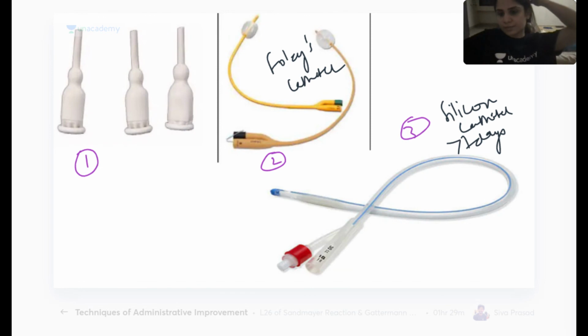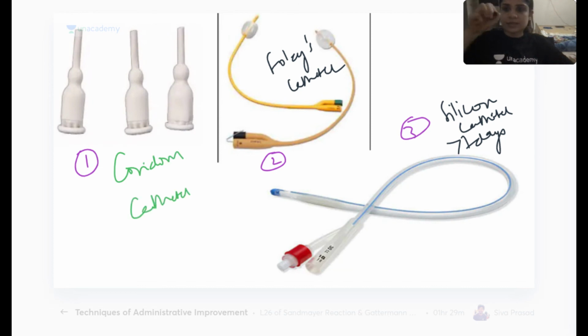Any idea what is one? If you're not able to catheterize a patient, you can use one. Okay, this is your condom catheter. If you're unable to put the catheter in the urethra, you just put it on top of the penis like a condom and then connect this part to a urobag. So this is your condom catheter.